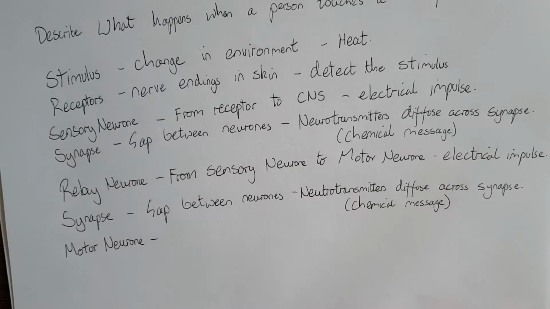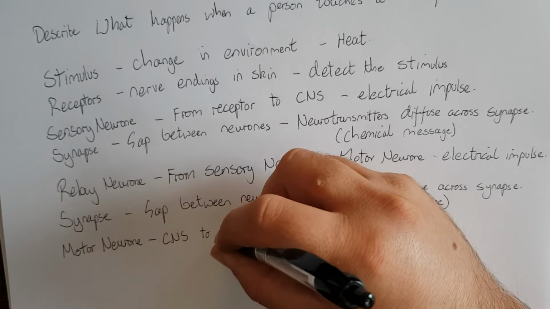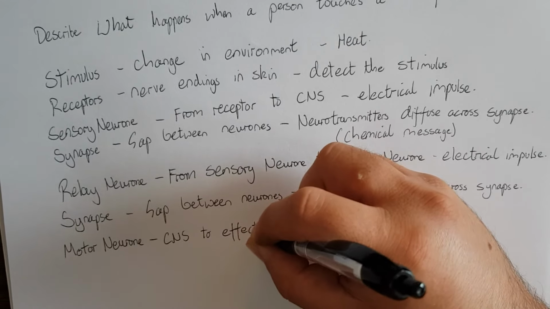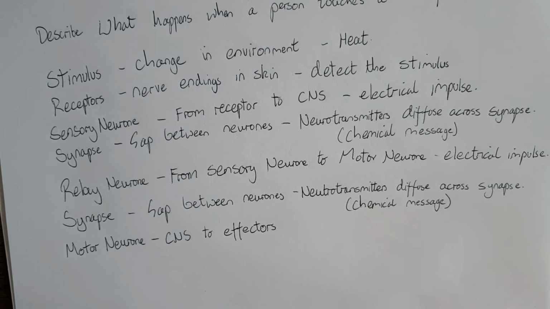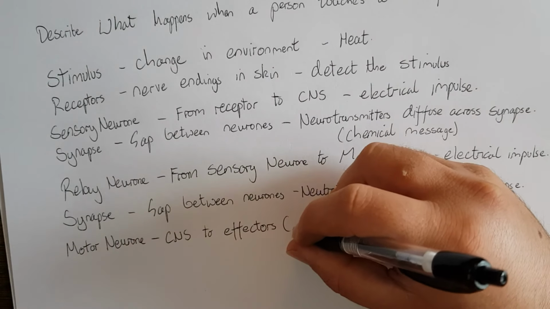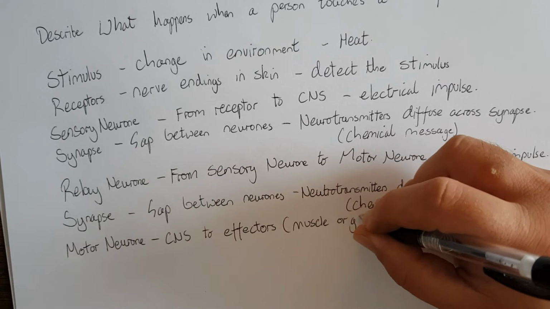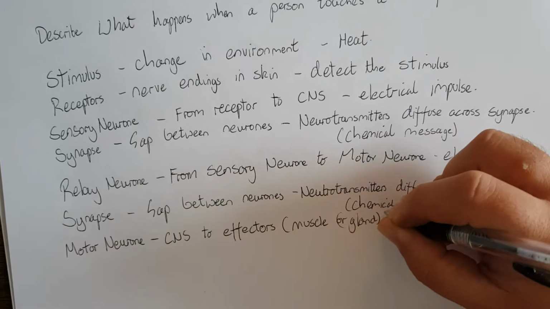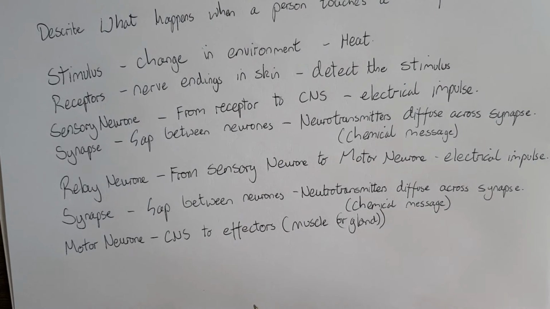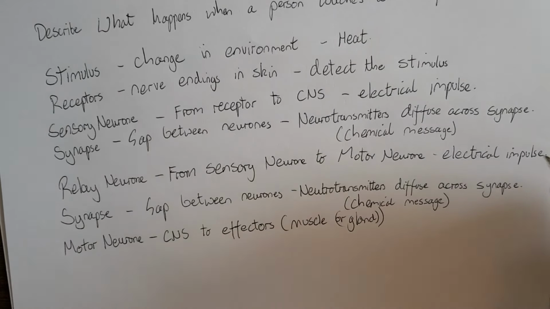And the motor neuron is going to go from our CNS, where our relay neuron is, to our effectors, which in this case will be our muscles. It could also be a gland, depending on what our response needs to be, but it's going to be a muscle or a gland. In this case, it's definitely a muscle. We go to the CNS to the effectors, which are our muscles, and this will then produce a response. They tell the muscles to contract.